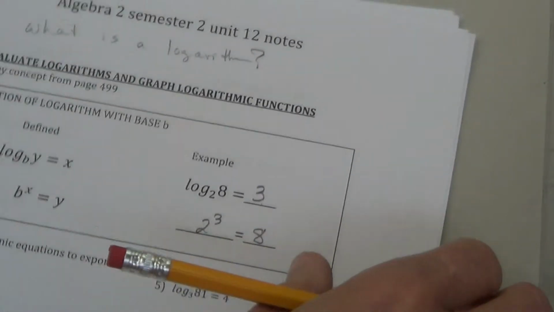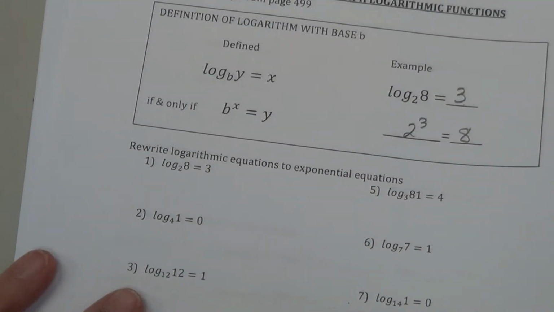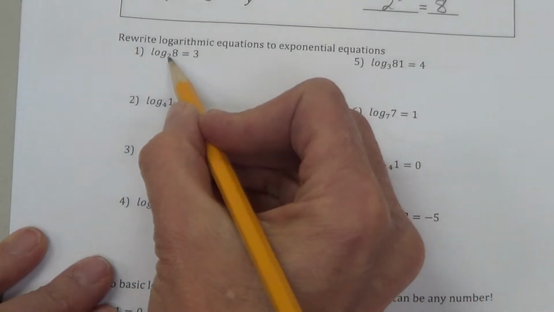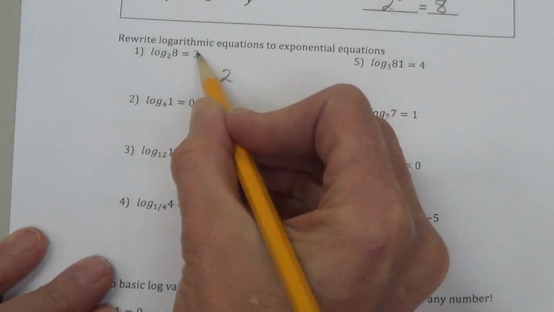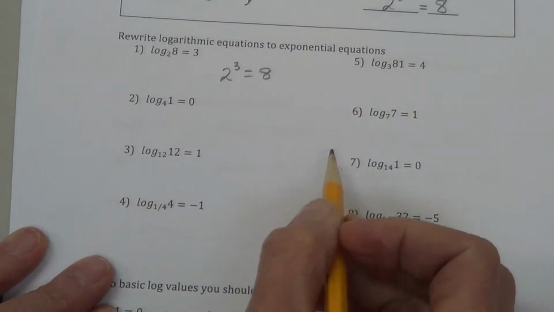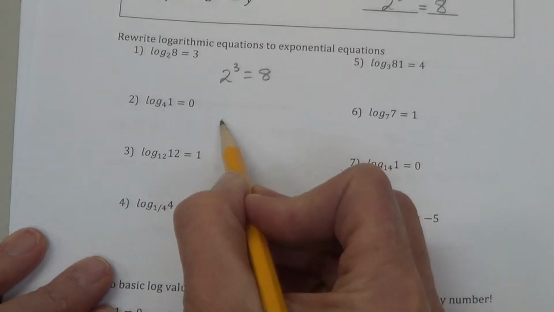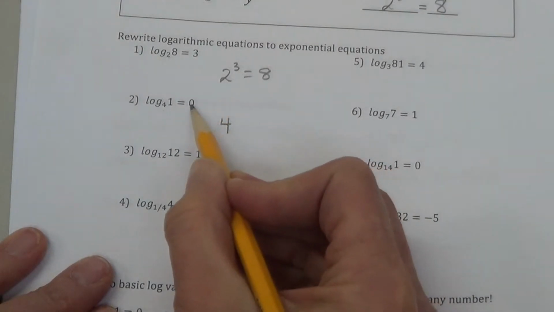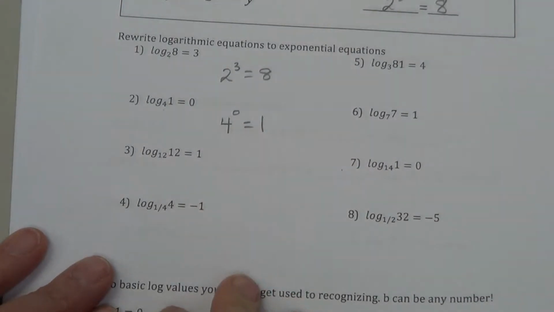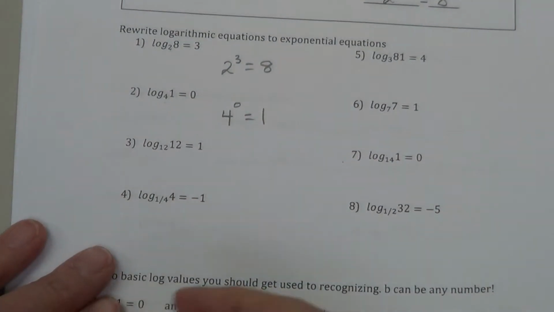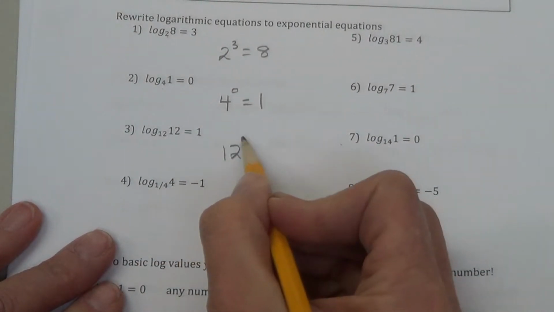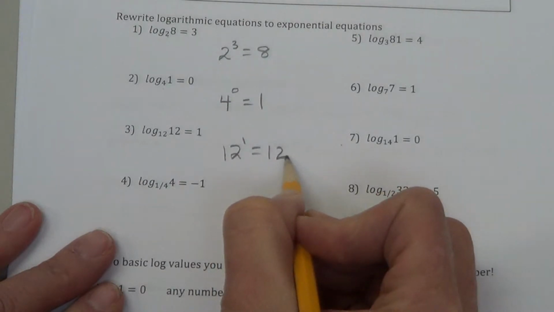So I come down here and I write the exponential expression that I'm thinking. The base is 2, so my base is 2. Here's my exponent, 3 equals 8. Next one, the base is 4, so my base of my exponent is 4. Here's my exponent, 0 is 1. All of these should come out true because I've given you true log statements. So the base of 12 to the first is 12.